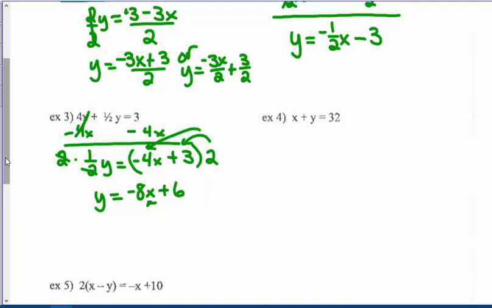Number 4, so simple. Just subtracting x from both sides should do. And I get y equals negative x plus 32.